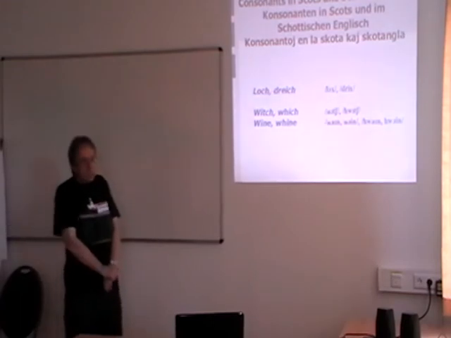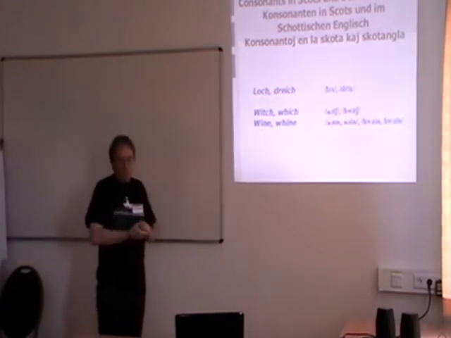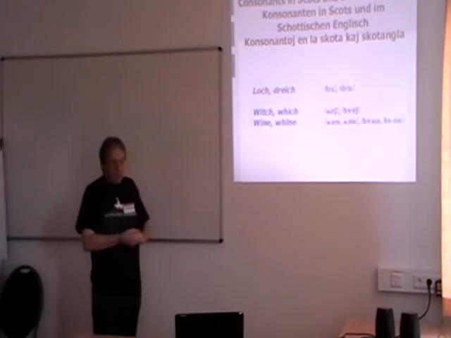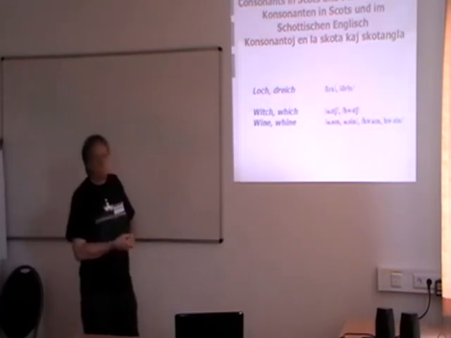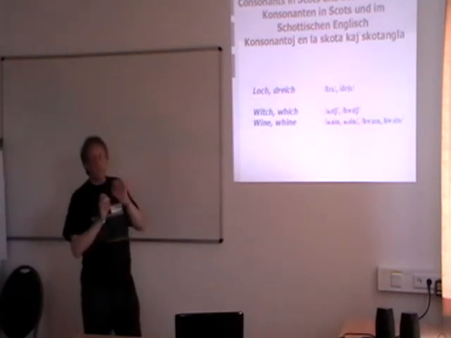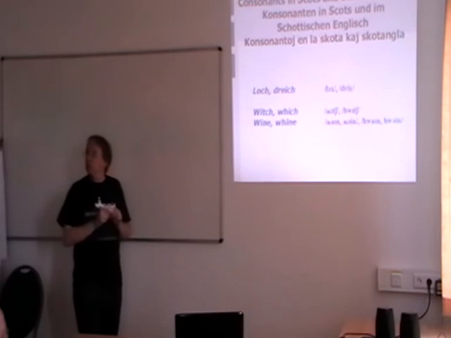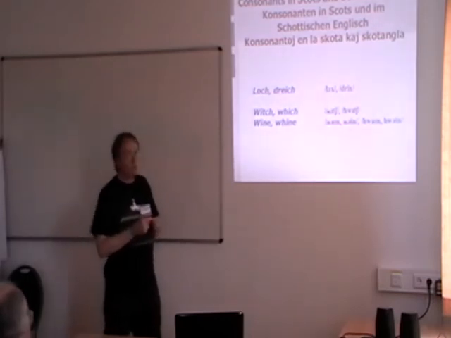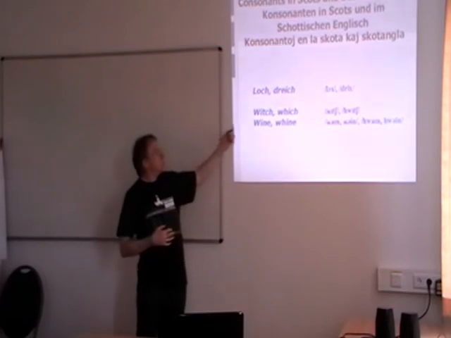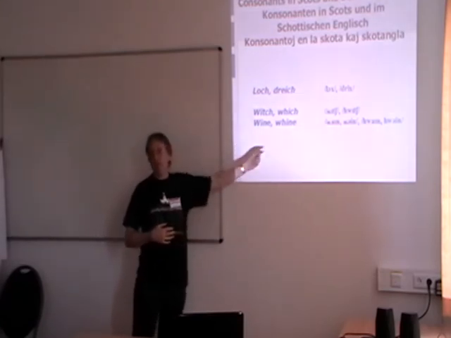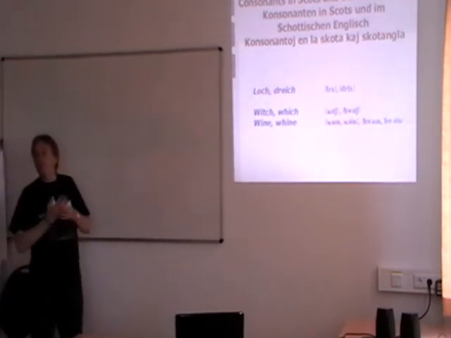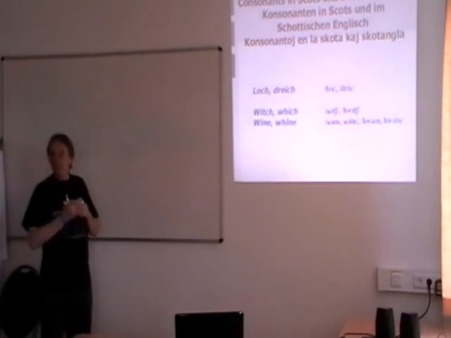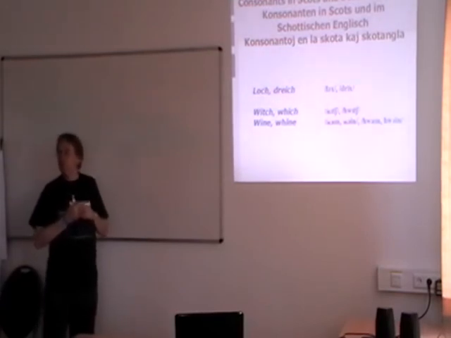We've also got some consonants that have been lost in English English. We've got the ch in loch and dreich, and we still pronounce which, although this is starting to be lost in the Glasgow area. So we make a difference between which and witch, and wine and whine, which used to happen in English English until 40 or 50 years ago. It started being lost there.